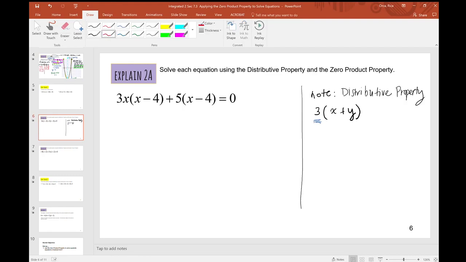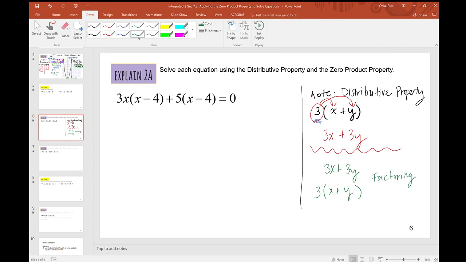How do we use the distributive property? Well, we just take the 3 and multiply it to each number inside of the parentheses. So 3 times x is 3x, and 3 times y is 3y. So in this problem, we're going to be working backwards. We're going to go from 3x plus 3y to 3 times x plus y. And we're going to use a technique called factoring. We're going to be factoring out the GCF, the greatest common factor.